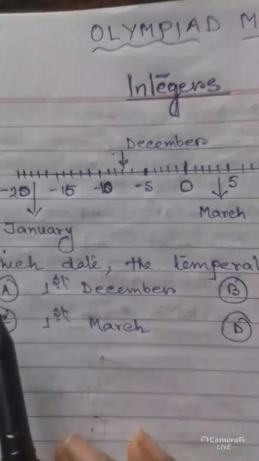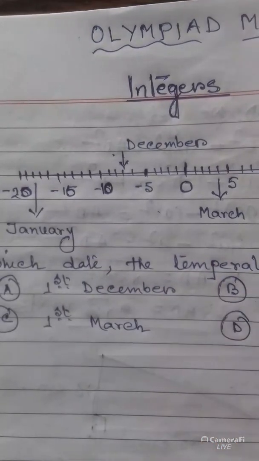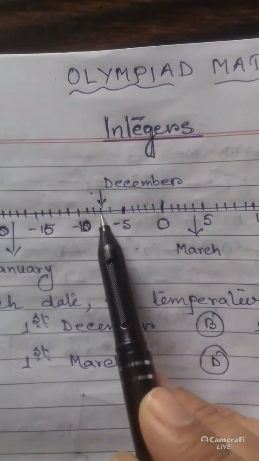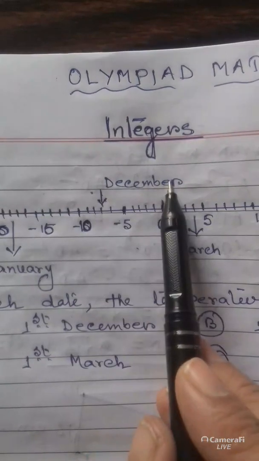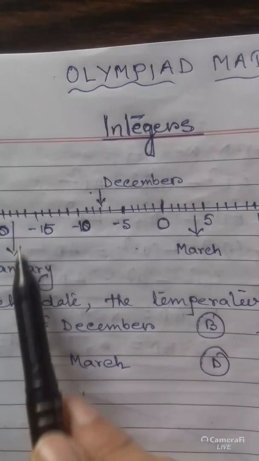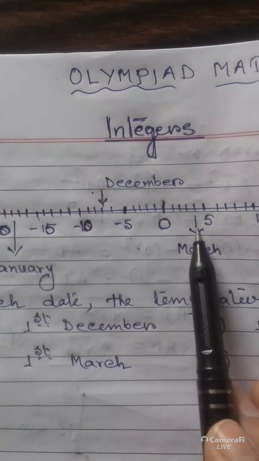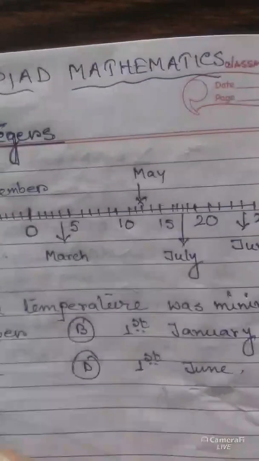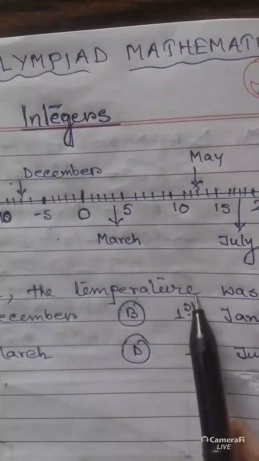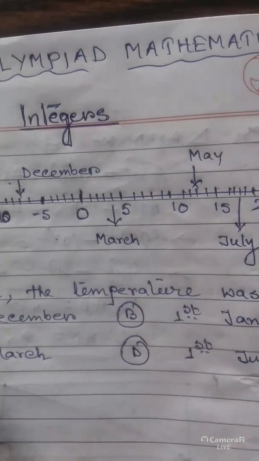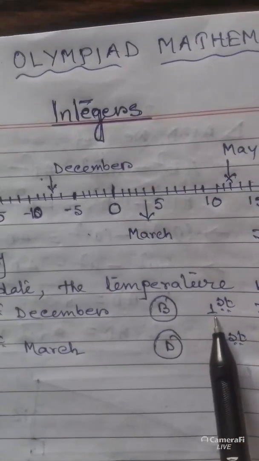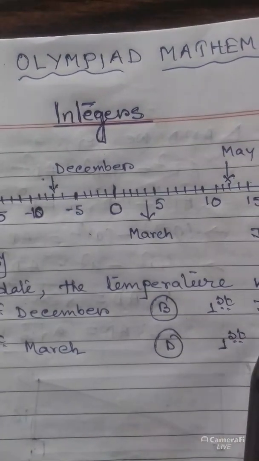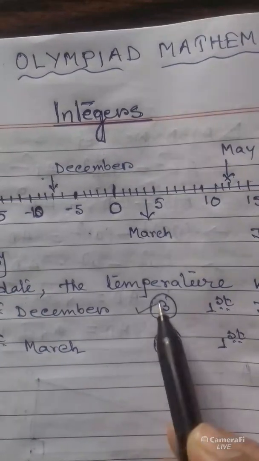Now my first question is, on which date was the temperature minimum? Here this is a number line with 0. This line indicates December temperature. This indicates January temperature. This indicates March, similarly May, July and June. The question is, on which date was the temperature minimum? 1st December, 1st January, 1st March or 1st June. The right answer is 1st January.